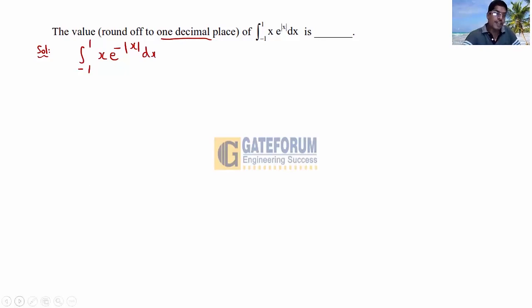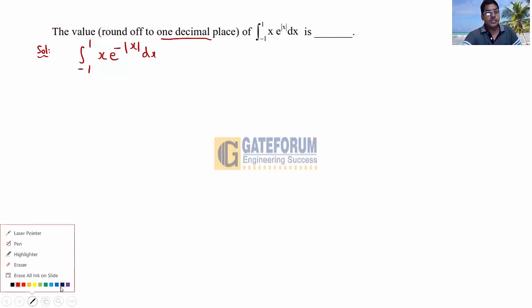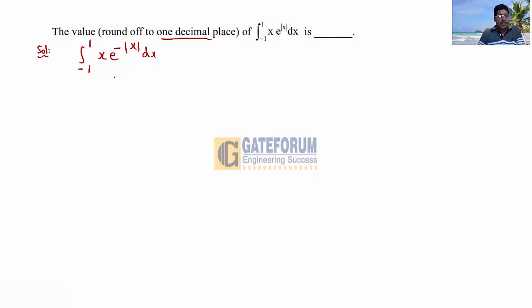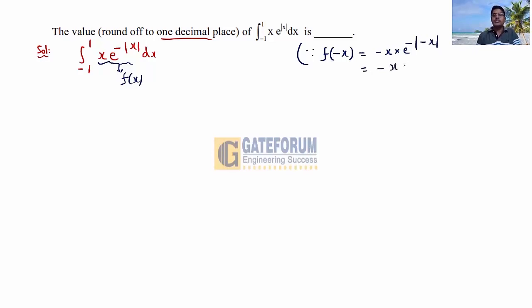Whenever we have the limits minus a to a, it is better to compare the given integrand f of x and check whether it is even or odd, so that we can get the answer easily and save time also. The procedure for even or odd function: put x equal to minus x in the integrand f of x. If you get minus f(x), that is an odd function. If you get plus f(x), that is an even function. So minus x into e to the power of minus mod minus x. Mod minus x is mod x. So minus x times e to the power of minus mod x. So this is nothing but minus f(x). So this is an odd function.